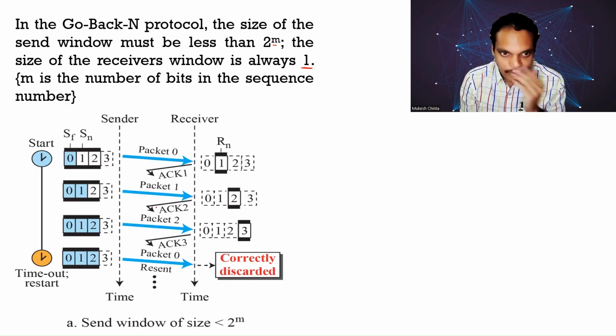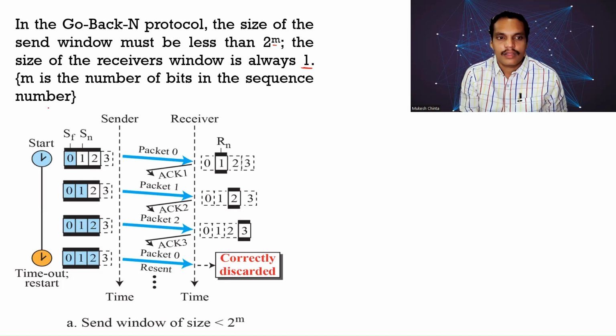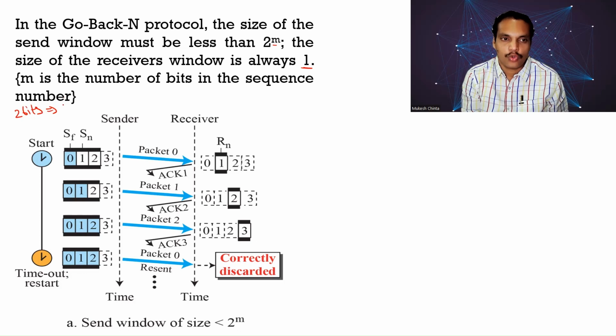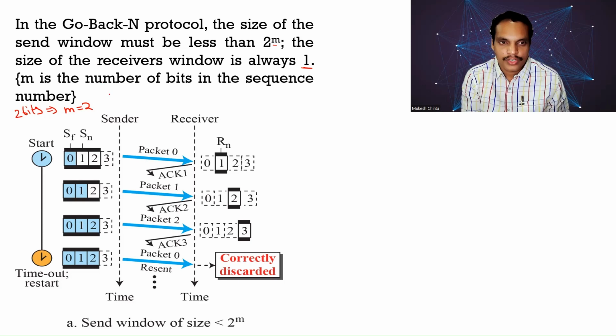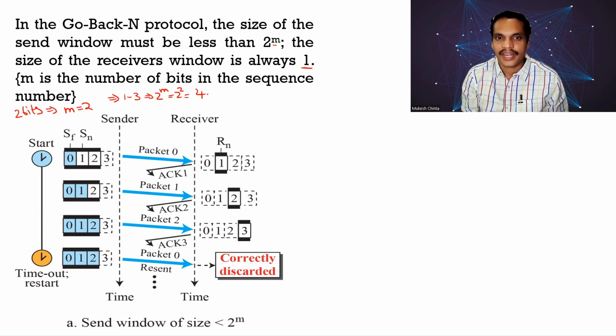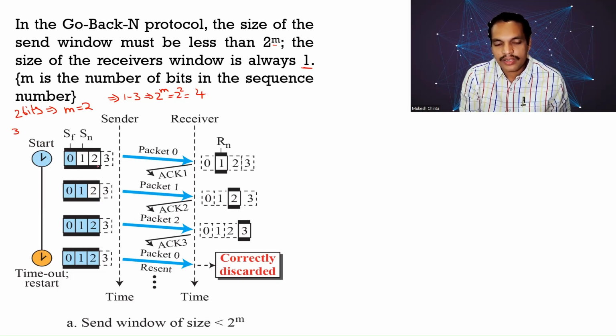In this particular example, the sender has selected the sequence numbers to contain 2 bits, which makes m equal to 2. So my theory tells you that you have to select the size of the sender's window to be anything less than 2 power m. It can be anything between 1 and 3, because 2 power m is 2 squared, which is 4, and it cannot be equal to 4. It has to be less than 4. So in this example, we are taking 3. Now, this is the starting point and this is the ending point.